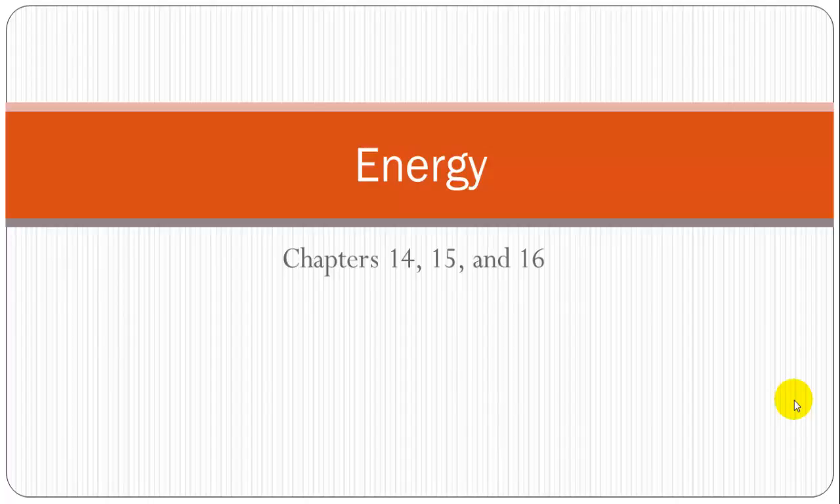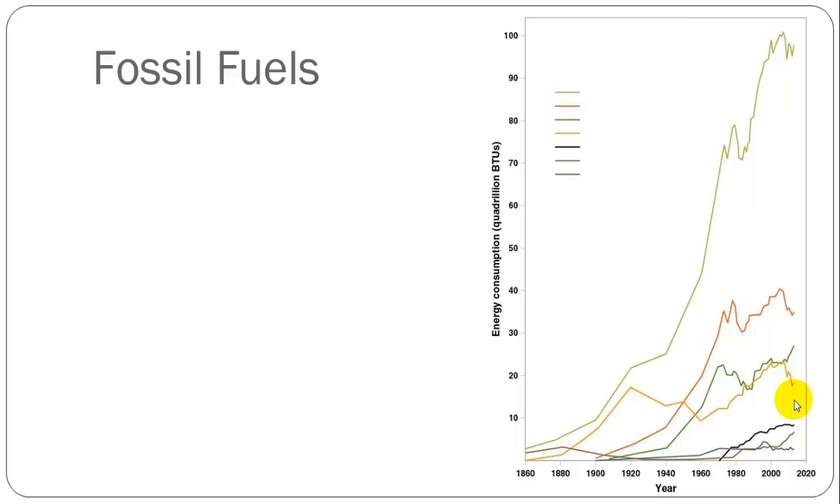So we're going to talk about fossil fuels, nuclear energy, and renewable energy. We'll talk about the problems, advantages, and disadvantages of each. And in class, we'll have some more applied discussion on these different types of energy. We're going to start with fossil fuels.